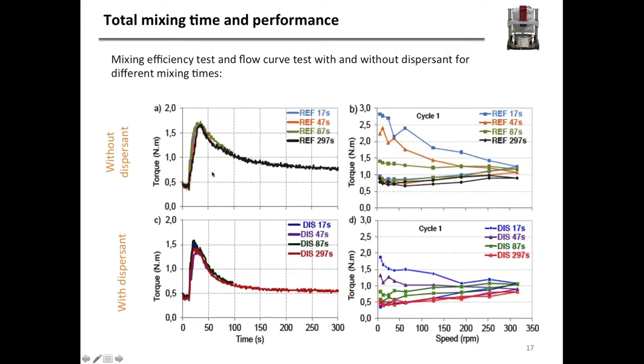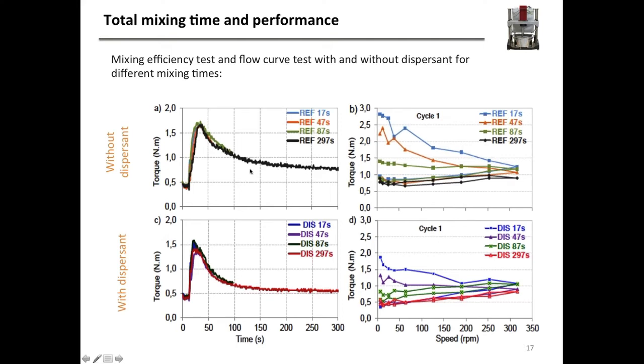The curves that you see on top are without the dispersant. First we did, this is the curve you see here, we just did the mixing efficiency test, where you essentially just look over time. So this is a time axis. Over time, you look at the torque, which is equivalent to shear stress. You look at how it evolves, and when it essentially becomes more or less flat, right?